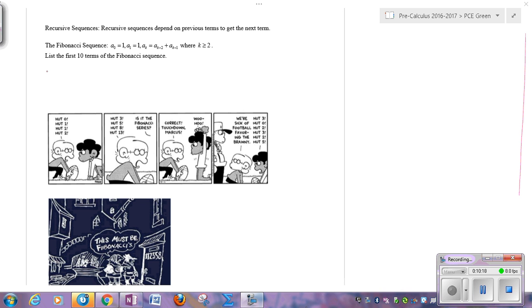So I'm going to tell you, the first term is 1, the second term is 1, the third term is 2, and the fourth term is 3. So see if you can figure out what the pattern is for the rest of the Fibonacci sequence. Okay, did you figure it out?